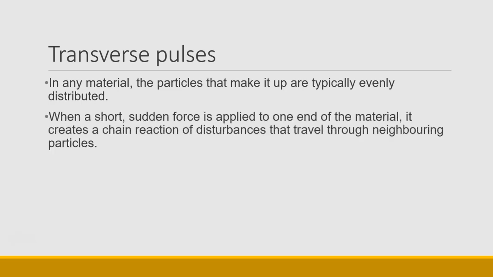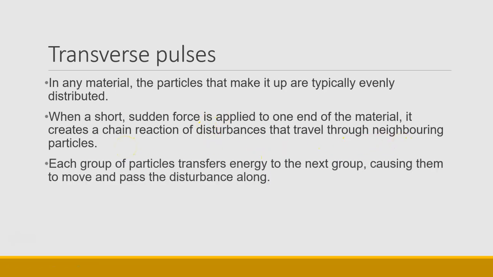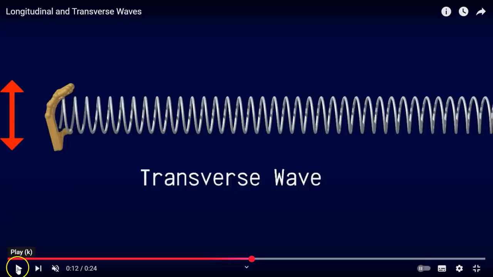When a short and sudden force is applied to one end of a material, that would be the disturbance that provides the energy. It creates a chain reaction of disturbances that travel through neighboring particles. Each group of particles transfers energy to the next group of particles, and that causes them to move and pass that disturbance, that energy along.